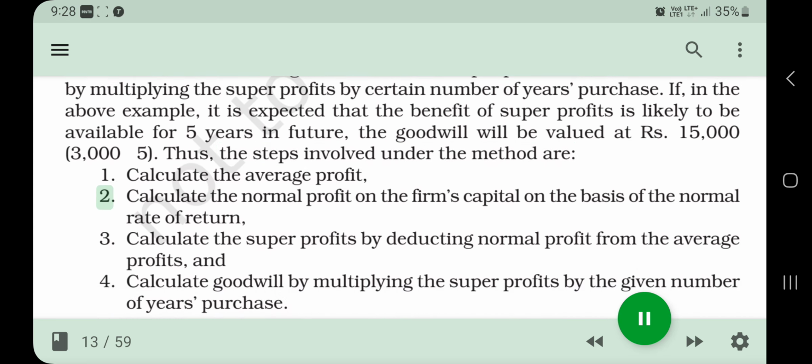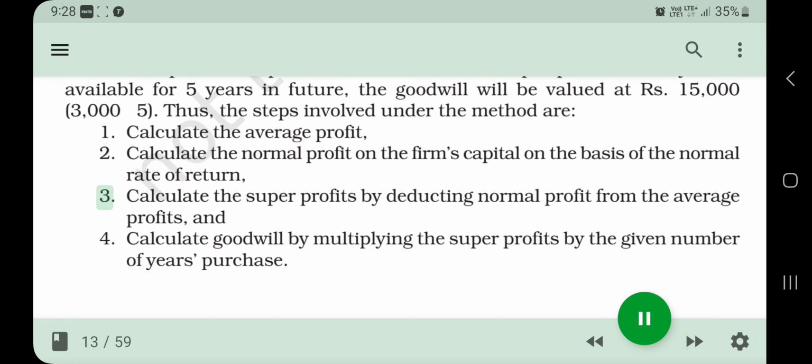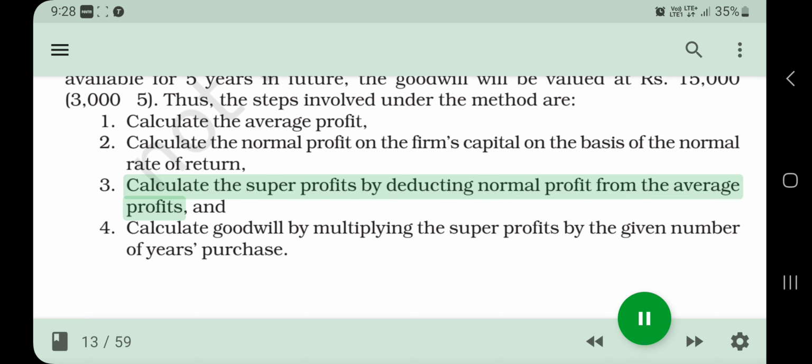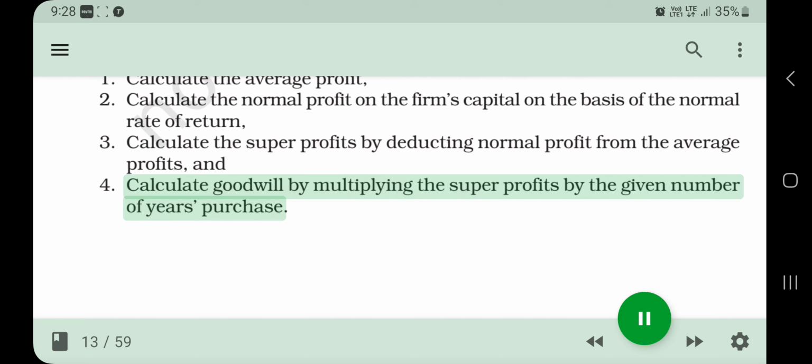Thus, the steps involved under the method are: 1. Calculate the average profit. 2. Calculate the normal profit on the firm's capital on the basis of the normal rate of return. 3. Calculate the super profits by deducting normal profit from the average profits. And 4. Calculate goodwill by multiplying the super profits by the given number of years purchase.